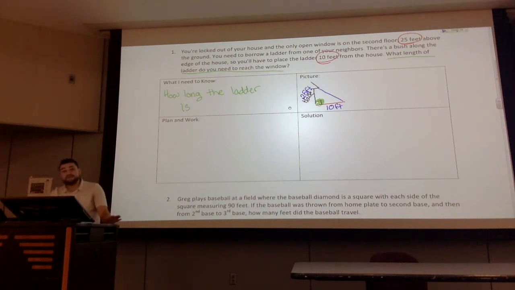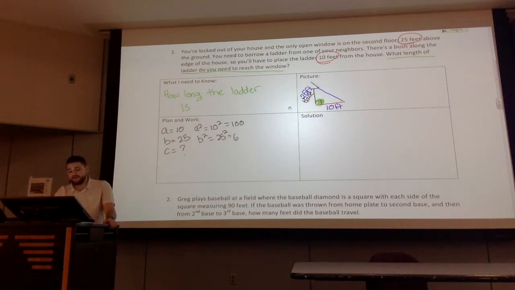Now I can take this information and label my variables like we did in target 1. I'm going to write A equals, B equals, and C equals. I'm going to set A equal to 10, B equal to 25, and then C is going to be that question mark because C is representing the length of our ladder. Now we're going to do A squared equals and B squared equals, and then 10 squared equals and 25 squared equals. We know that 10 squared is equal to 100, and we know that 25 squared is equal to 625.